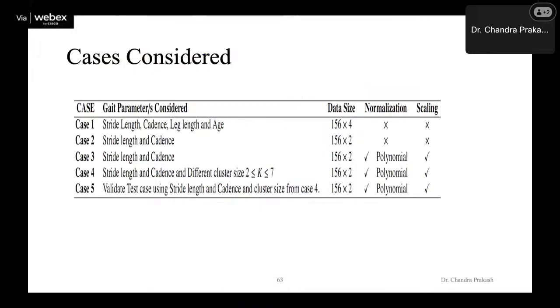We consider five cases here: case one, case two, case three, case four, and case five. Case one has stride length, cadence, leg length, and age as the parameters, and we don't apply any normalization or scaling. In case three, we apply the polynomial normalization and scaling also. In cases four and five, stride length and cadence are used, with different cluster sizes between 2 and 7.